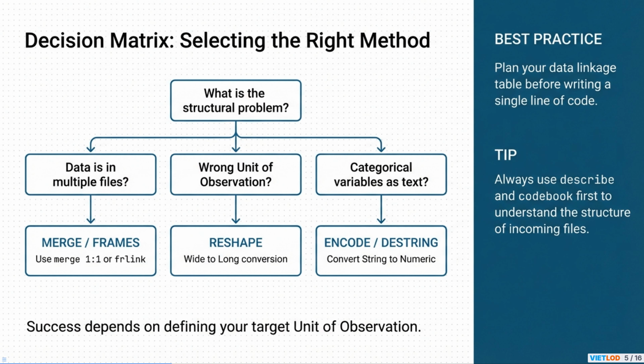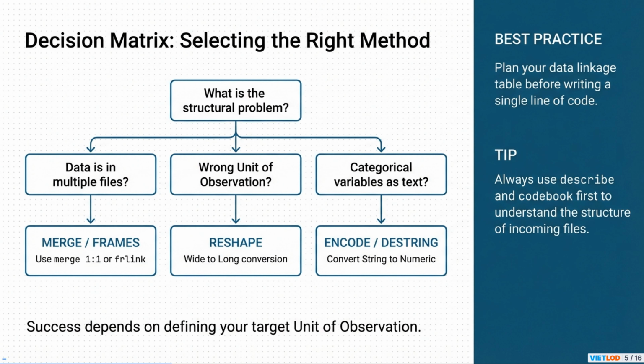Another frequent issue is having the wrong unit of observation. For example, if you have yearly data in columns instead of rows, the reshape command is designed to solve this by converting data between wide and long formats. Finally, if your categorical variables are stored as text, they cannot be used in regressions or many analytical commands. Commands like encode or destring are essential for converting these string variables into a numeric format that Stata can analyze.